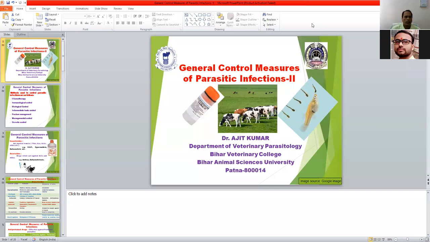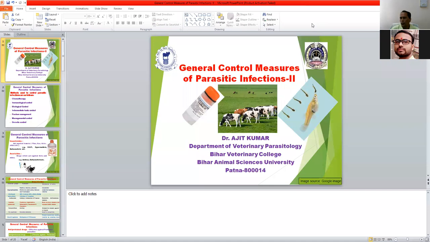Today the class continues with the study of general control measures of parasitic infection. Yesterday we studied the methods of controlling parasitic infection, and the first method I told you was chemotherapy. Chemotherapy means use of chemical drugs for the control of parasites. This is an important weapon and method to control parasitic infections. In chemotherapy we have discussed anthelmintics of various types.